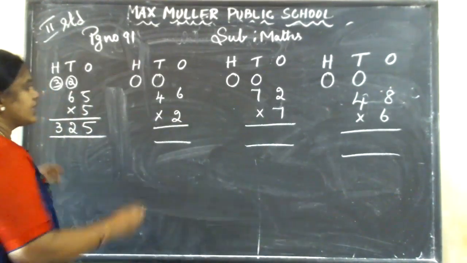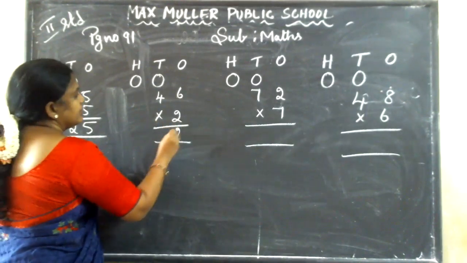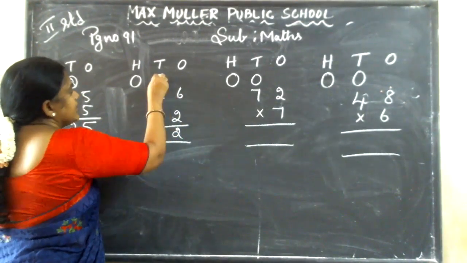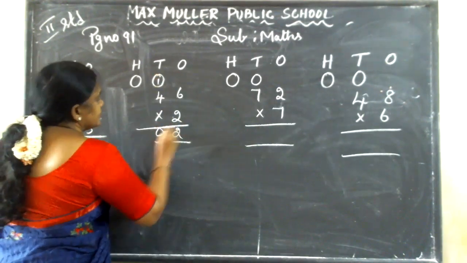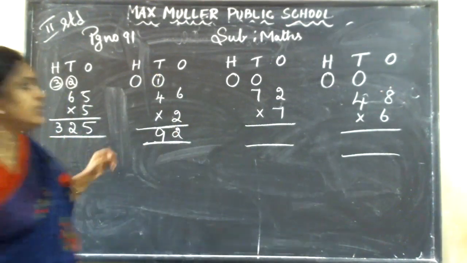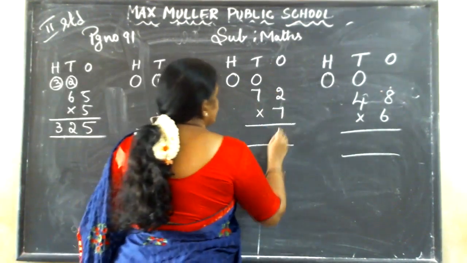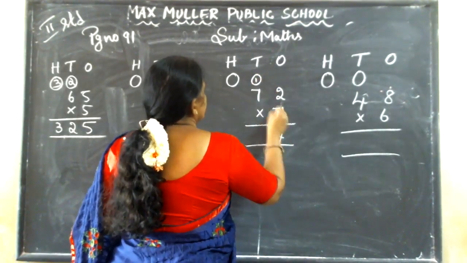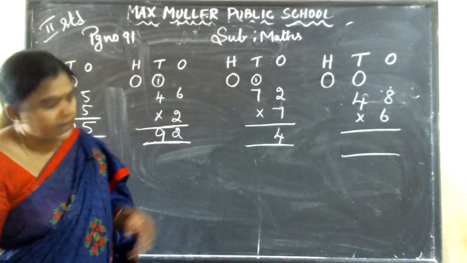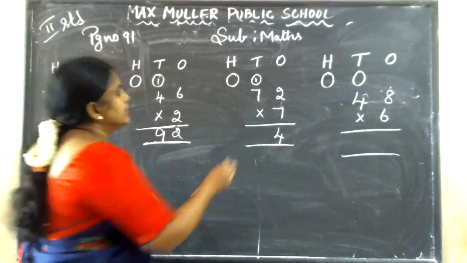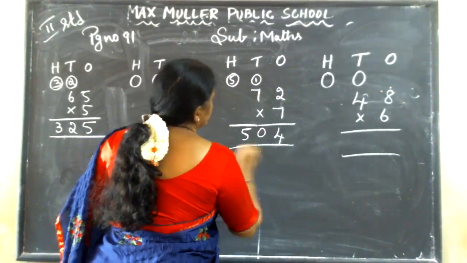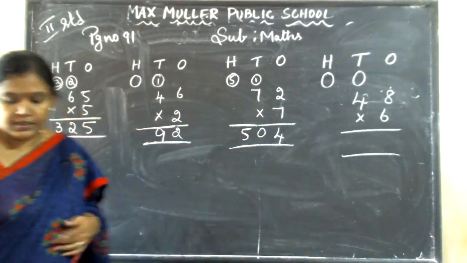Now 6 2s are 12. 1 carry to the tens column. 4 2s are 8 plus 1, 9. Here no number, so you don't write a number, children. Here 7 2s are 14. 4, 1 carry. 7 7s are 49, 49 plus 1 is 50. 0, 5. 504. Understood, children?